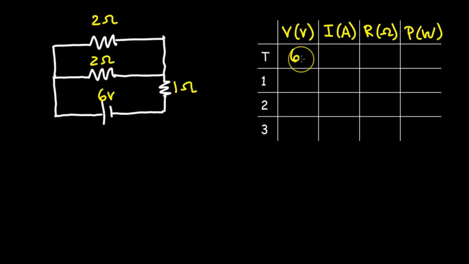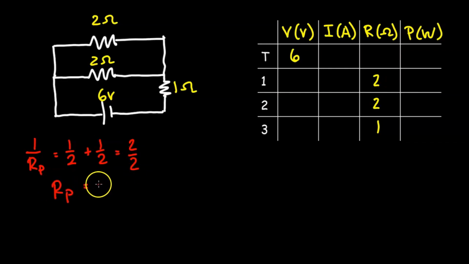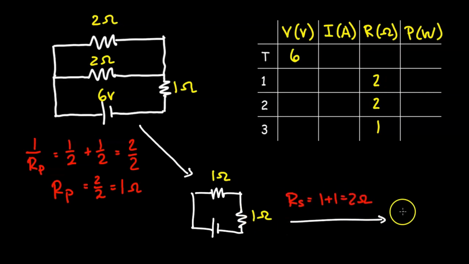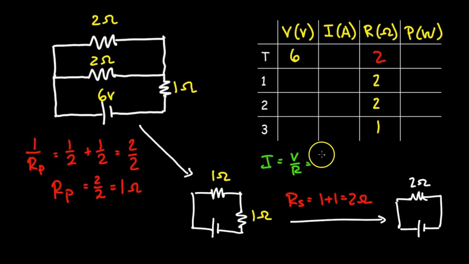Here's our second combination circuit. We'll first combine the 2 ohm resistors in parallel. 1 over 2 plus 1 over 2 equals 1. We'll take the inverse, which we still get 1 ohm. Then we'll combine it to the other 1 ohm resistor and get 2 ohms. We'll calculate the current through the battery by using I equals V over R. We get 6 over 2 is equal to 3.